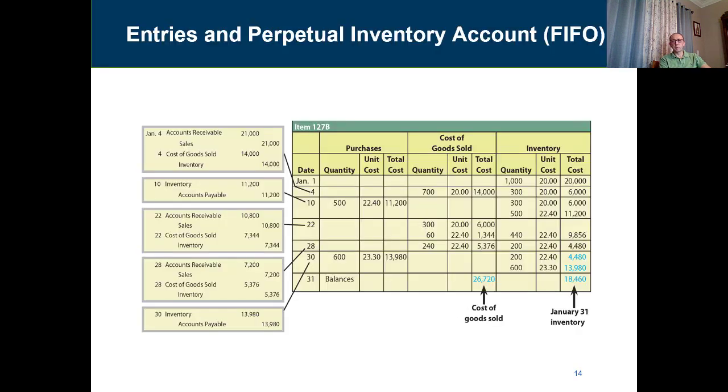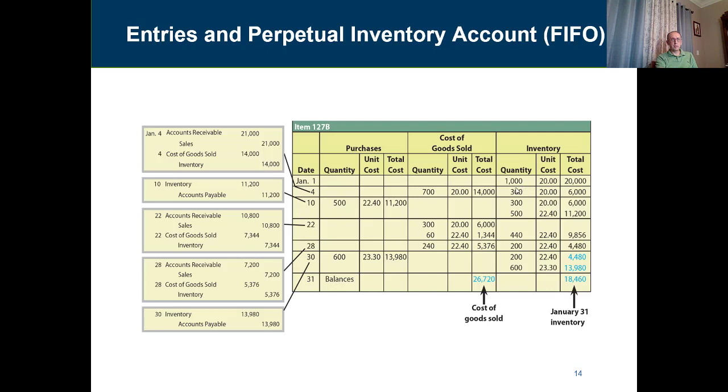So let's see this table. We'll need to construct a table like that. In this table you can see we have a column for the date, a major column for purchases, a major column for cost of goods sold, and then a major column for inventory. All of these three major columns are divided into quantity, unit cost, and total cost. And you see it's repeated again: quantity, unit cost, total cost, and so on.